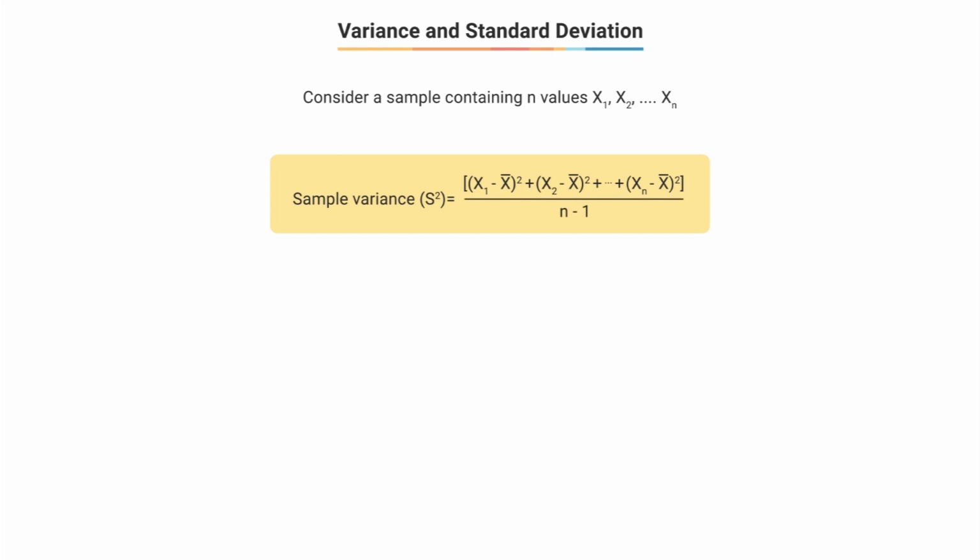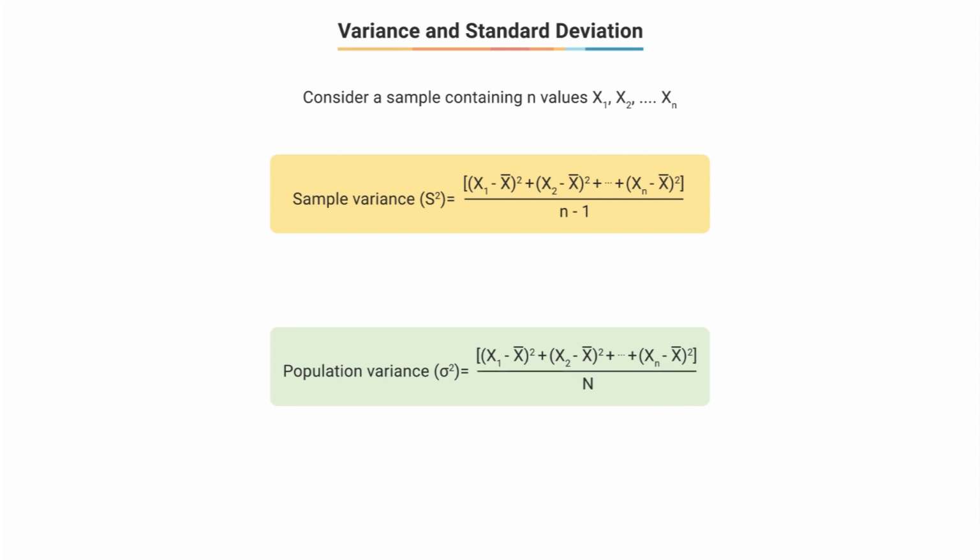Please notice that the formula for population variance is different from sample variance. For a population containing n values x1, x2, ..., xn, the population variance sigma squared is defined as (x1 minus x bar) raised to the power 2 plus (x2 minus x bar) raised to the power 2, and so on, summation up to (xn minus x bar) raised to the power 2, divided by n, where n is the population size.